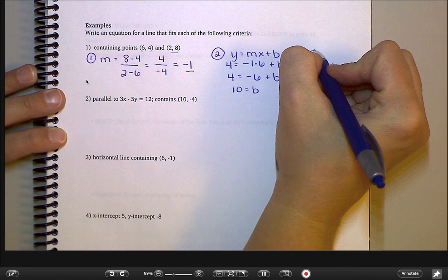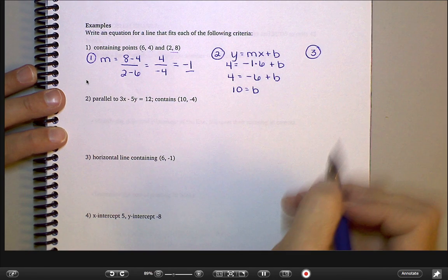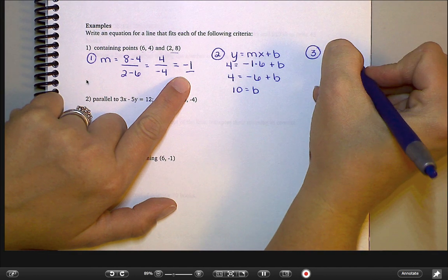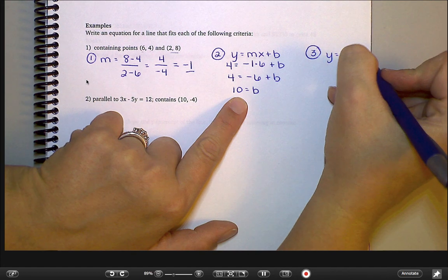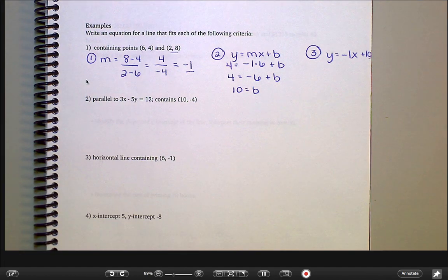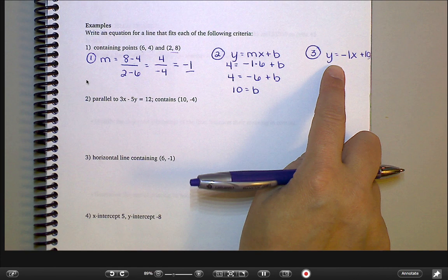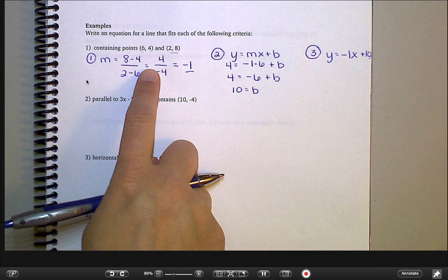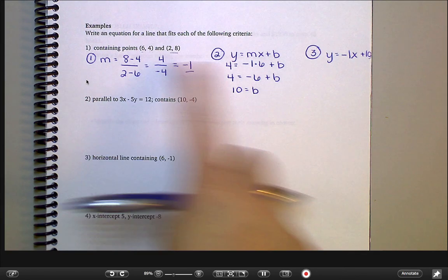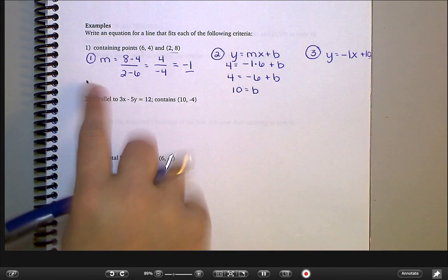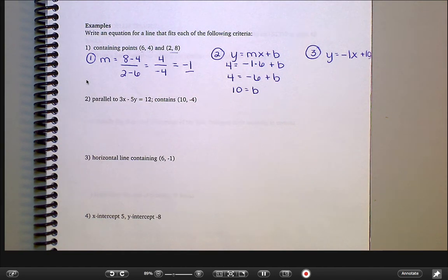And so then my third step would just be to write my equation. y equals negative 1x plus 10. I'm going to run out of room. Negative 1x plus 10 there on the edge. So these are the 3 steps you go through every single time. Sometimes the problem is just going to tell you what the slope is, so then you don't have this first step to worry about. Sometimes it's going to tell you what the y-intercept is, so you don't have to worry about the second step. But this is the whole process beginning to end.